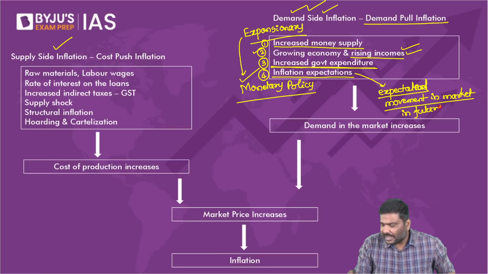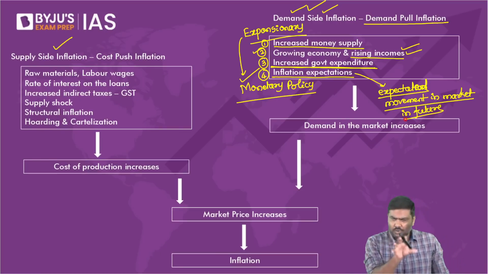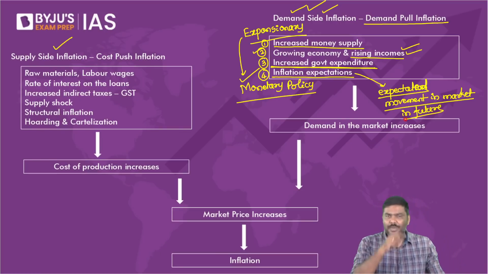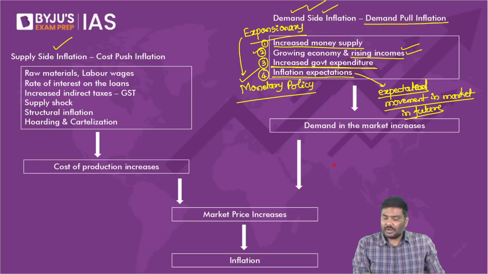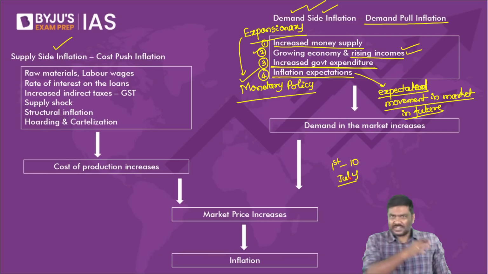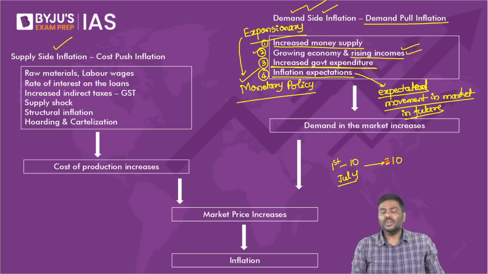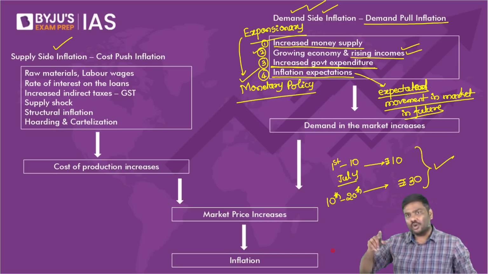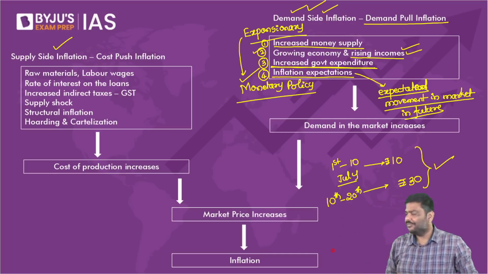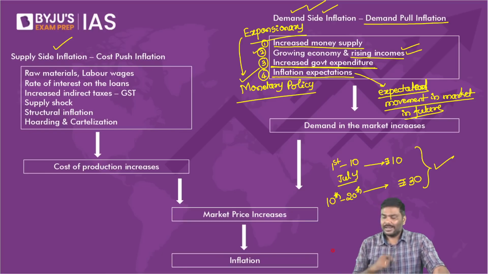Now, please tell me, today you read the newspaper, and in the newspaper it says, from 1st to 10th of July, tomato prices increased by 10 rupees. From 10th to 20th of July, tomato prices further increased by 30 rupees. Now, please tell me, what is your expectation regarding tomato prices in the next week? Let me know.